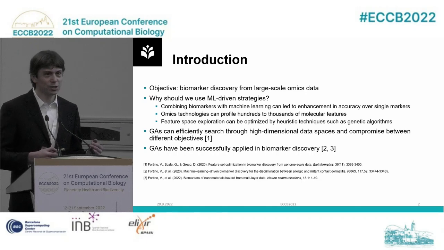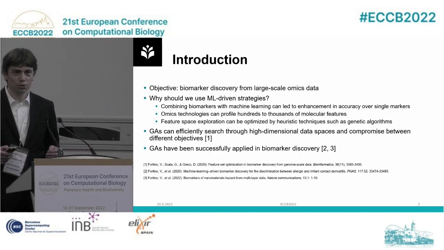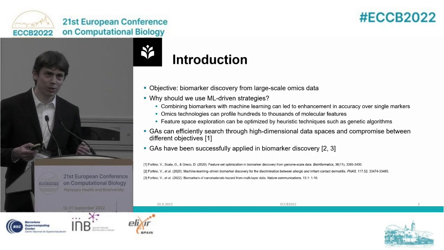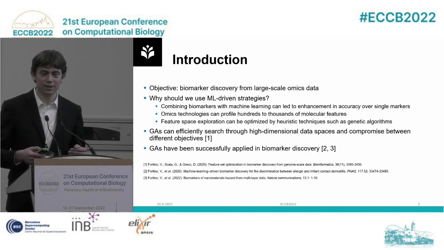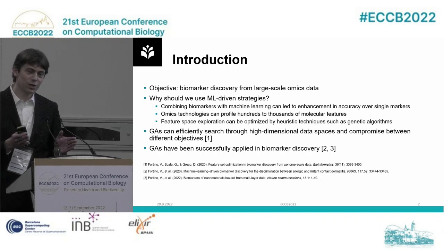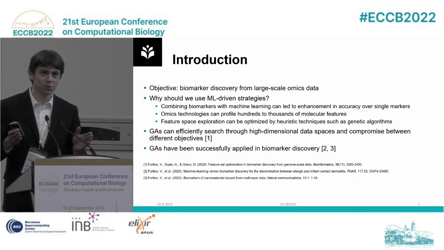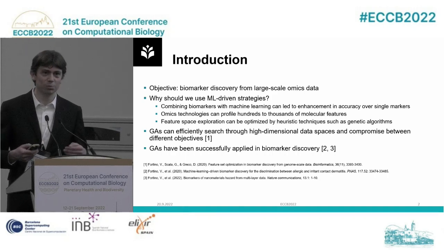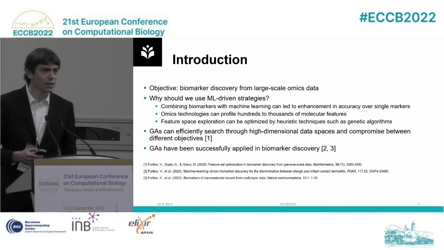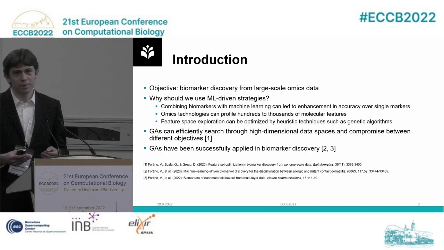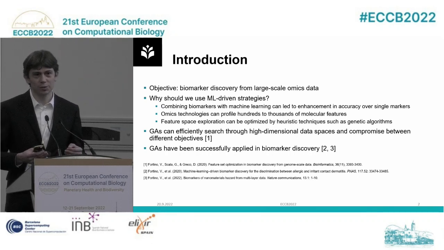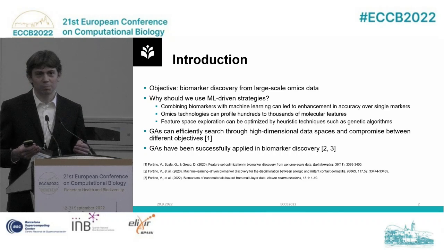We are doing that with machine learning, and also in a multi-objective manner, because in the case of biomarkers, we want accurate prediction, but we also would like to have as small a feature set as possible, because a smaller feature set means a less expensive test, something that can be more easily used in practice. And we are doing this by using genetic algorithms, because genetic algorithms have been proved to be particularly effective for multi-objective problems.